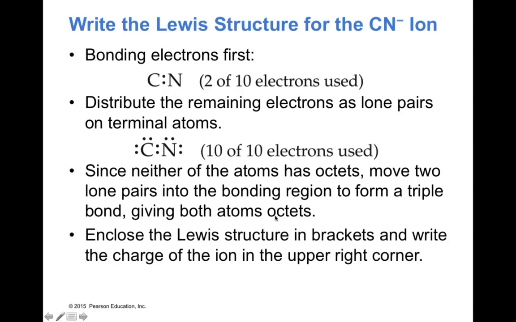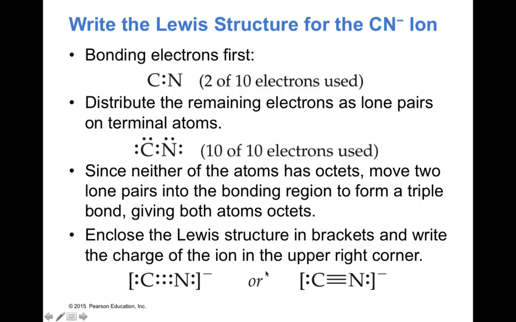So in that case, we go ahead and close the Lewis structure in brackets and write the charge of the ion in the upper right corner. So we have here, okay, we're going to share 2 lone pairs, so we can have 6 between them, and 2 more, we have 8. So we have 8 electrons around this carbon and 8 electrons around this nitrogen.